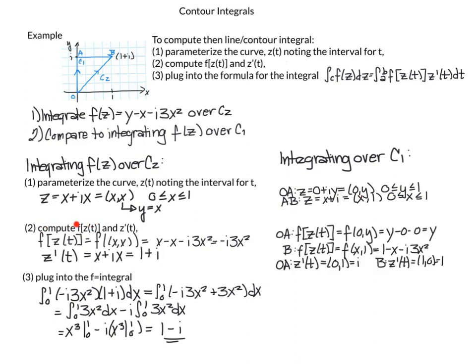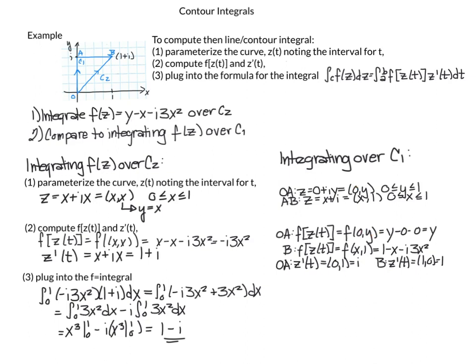The next step is to compute f composed with z and z prime of t. We have two paths. So f composed with z of t for OA, our first path, now is f of, in this case we're going to plug in 0y.